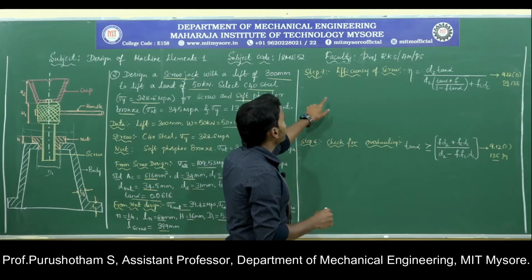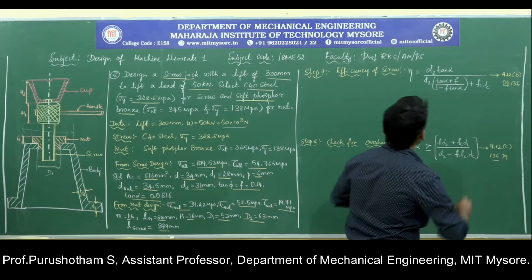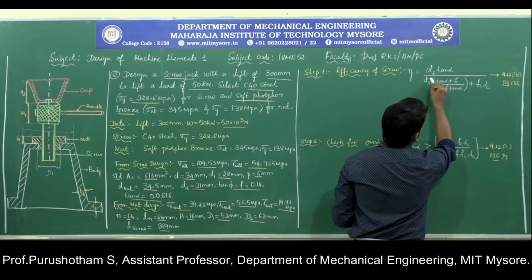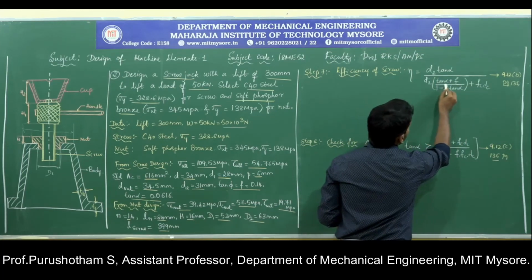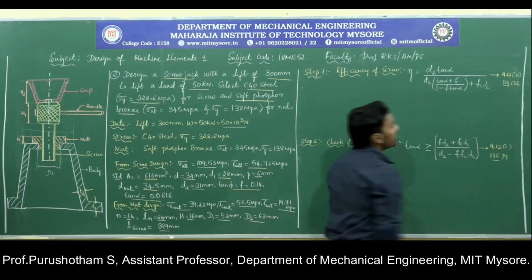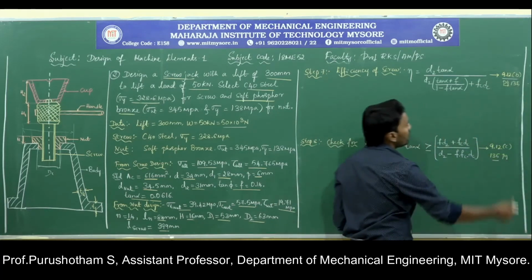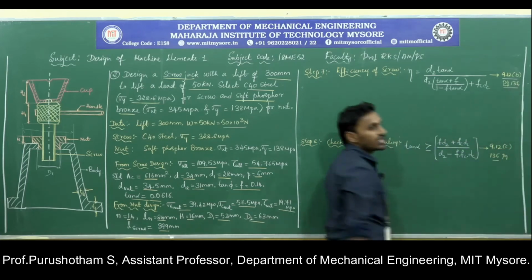To calculate the efficiency of the screw, I am going to use this equation: eta equals d2 tan alpha divided by d2 tan alpha plus f divided by 1 minus f tan alpha plus fc dc. This is available in the data handbook, equation number 9.12b, page number 135.